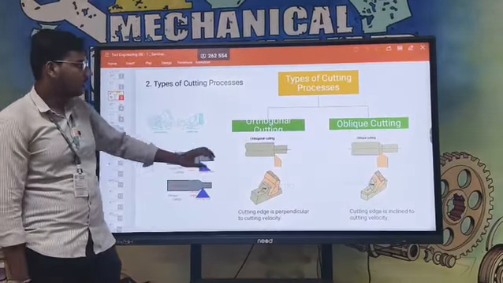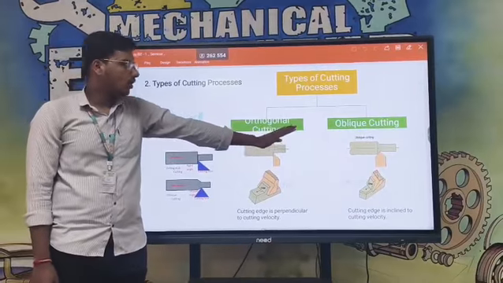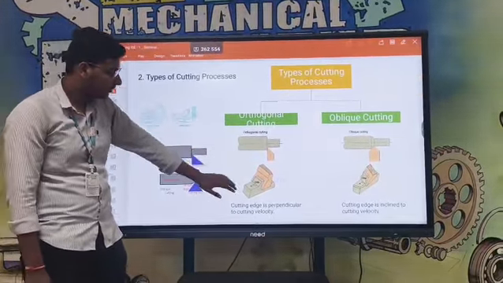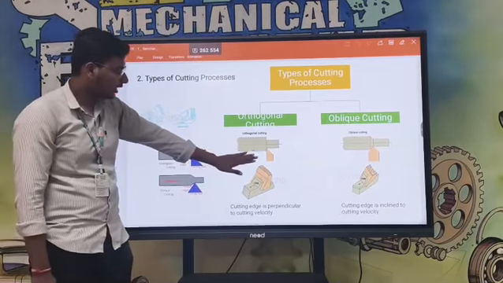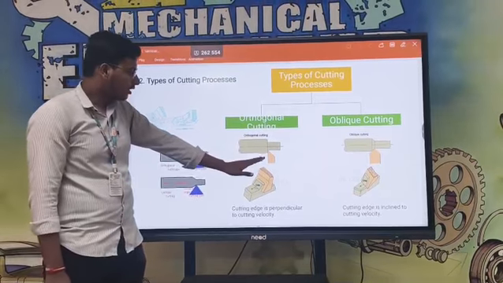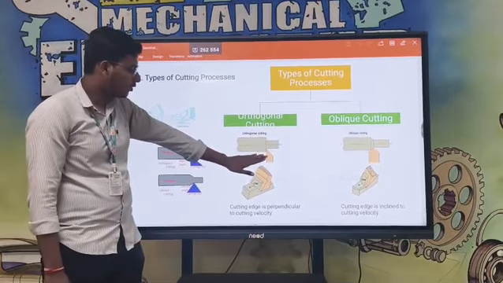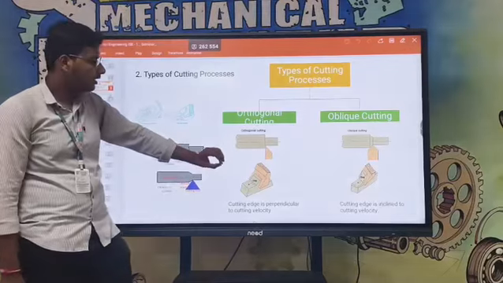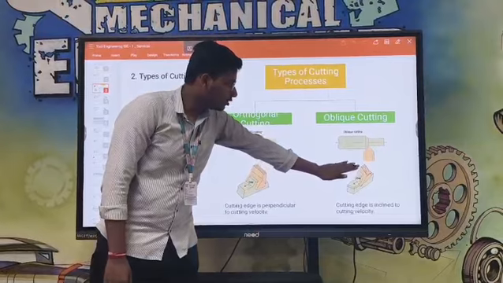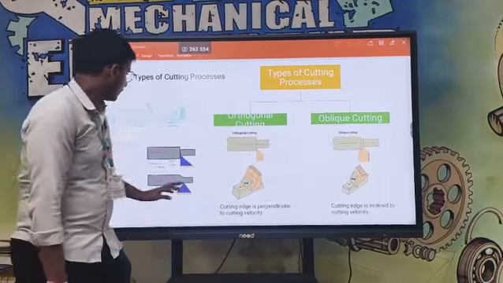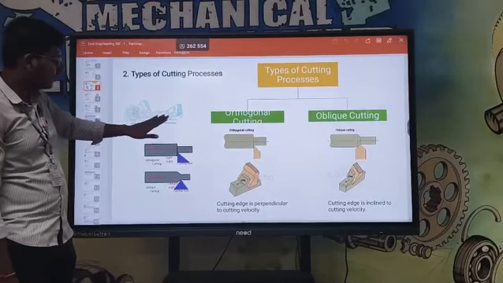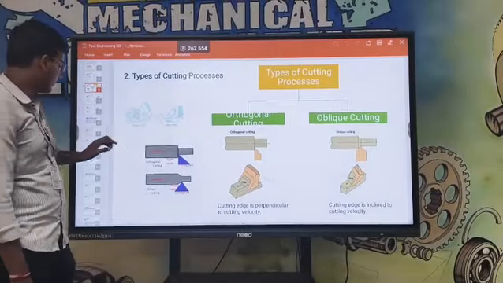Types of cutting process: there are two types, orthogonal cutting and oblique cutting. First, orthogonal cutting. In this diagram we see the chip formation and the tool cutting the workpiece. In orthogonal cutting, the chip formation is perpendicular; our tool is perpendicular to the workpiece. In oblique cutting, the chip formation is inclined and the tool is also inclined to the workpiece. Here the chip formation is perpendicular, and in this one the chip formation is inclined.